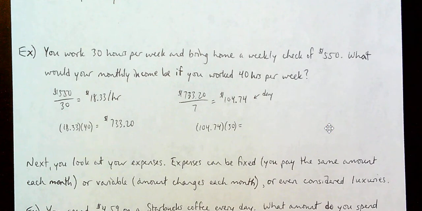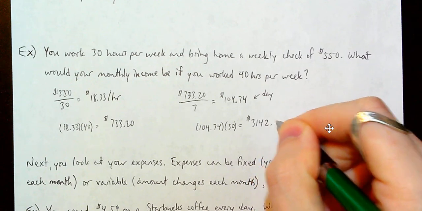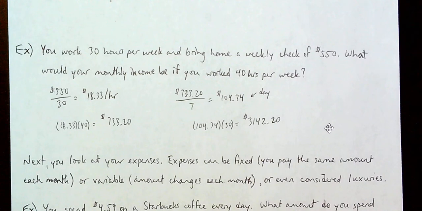And if I do 104.74 times 30, I'm using my calculator as well, just because these are not nice numbers that we're trying to work with here. We get $3,142.20. Somewhere near there.